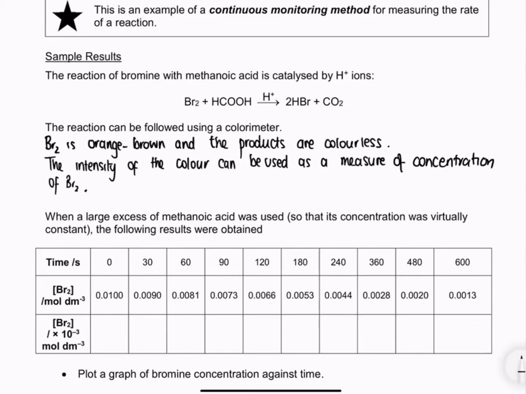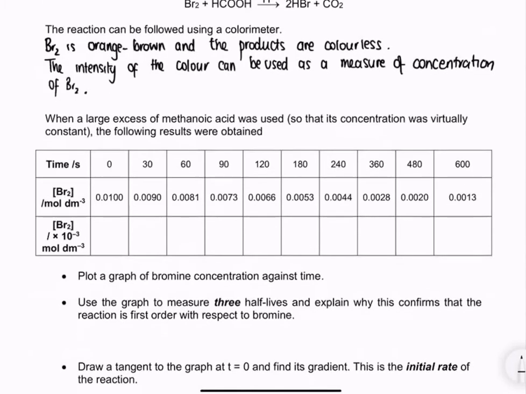So what we're going to do is plot a graph. Well, you're going to plot a graph. So we've got a large excess of methanoic acid, and then we've got these different concentrations of bromine that we've measured using a colorimeter over time. Now, because they're a little bit tricky to plot, we're going to multiply them all by 1,000 to make them easier to plot.